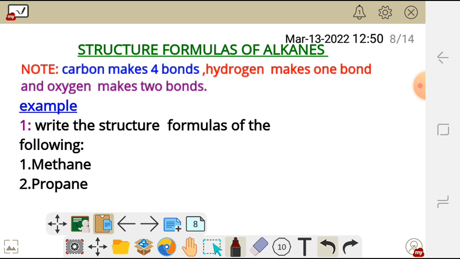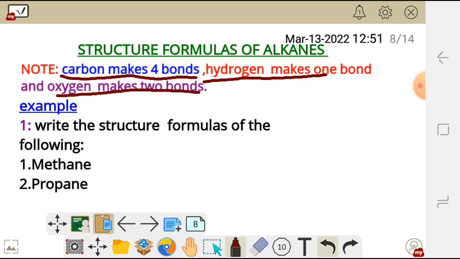Let's draw some structures. How can we come up with a structure of an alkane? Before we do that, we have to note that carbon makes a maximum number of 4 bonds, hydrogen will make only a single bond, and oxygen will only make 2 bonds. You will understand this when we start drawing the structural formulas. For example, the question says: write the structural formulas of the following.